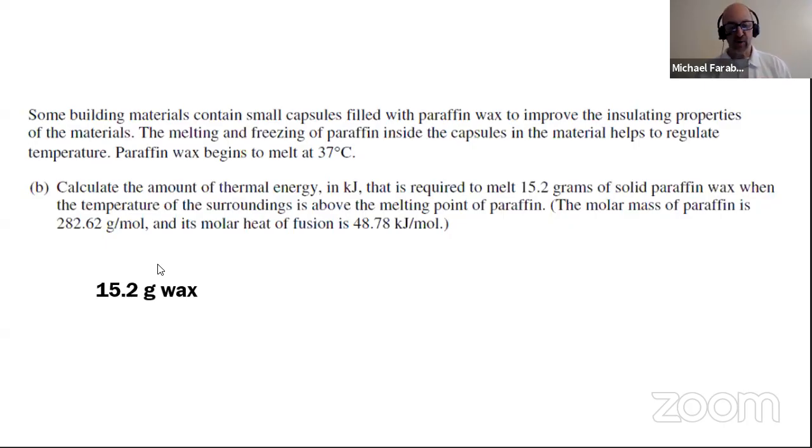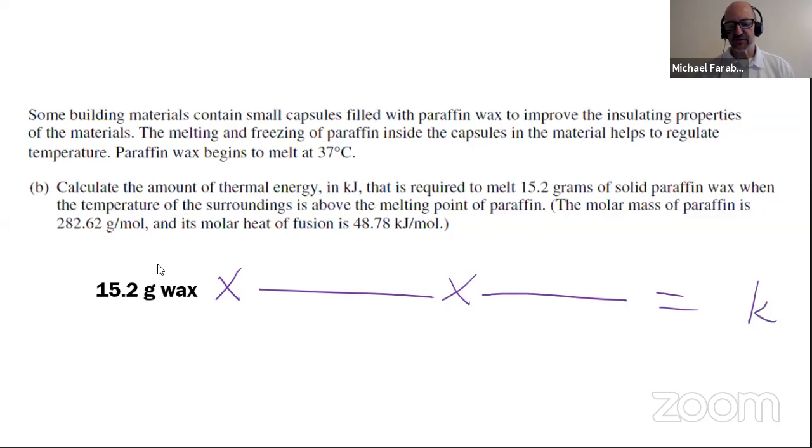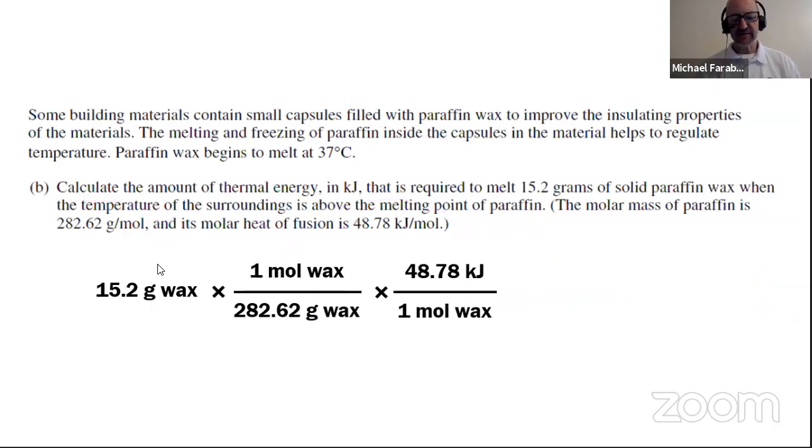So you're going to have to first go from grams to moles, and then you're going to have to go from moles to kilojoules. You're already given the molar heat of fusion, that's going to go right here, and you're also given the molar mass, and that's going to go right there. So we're going to go from grams to moles, and then moles to kilojoules. So here's my first step, and there's my second step, and if you do this math, 15.2 divided by 282.62 times 48.78, your final answer in kilojoules, 2.62.